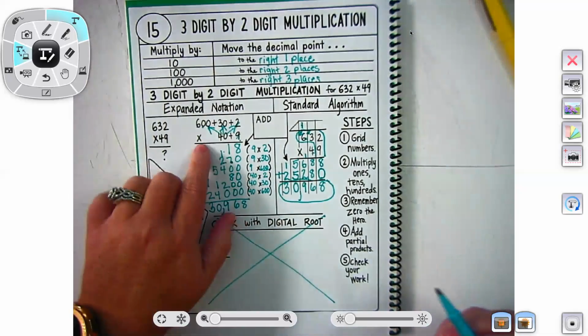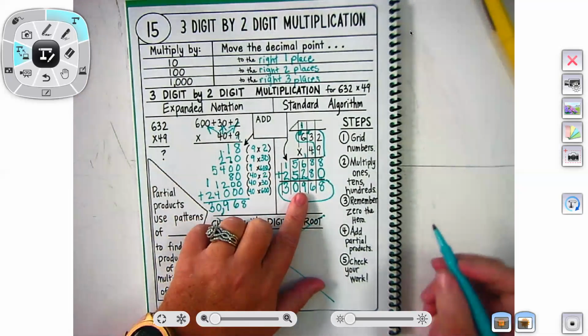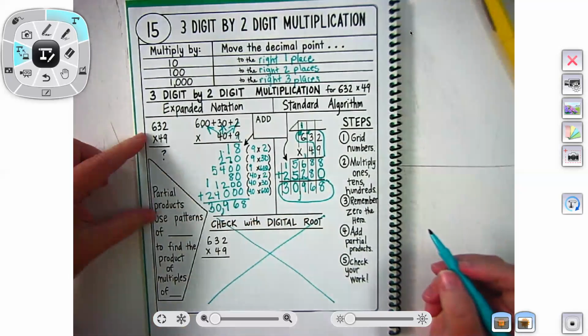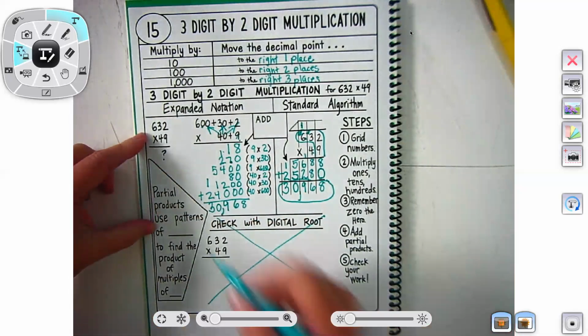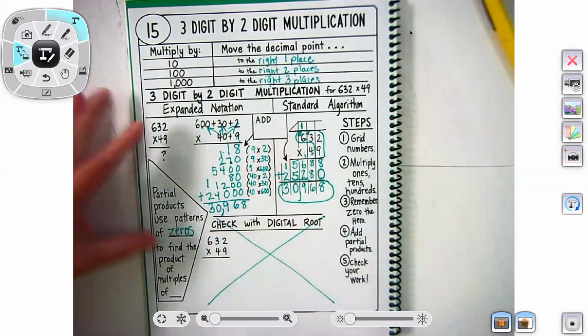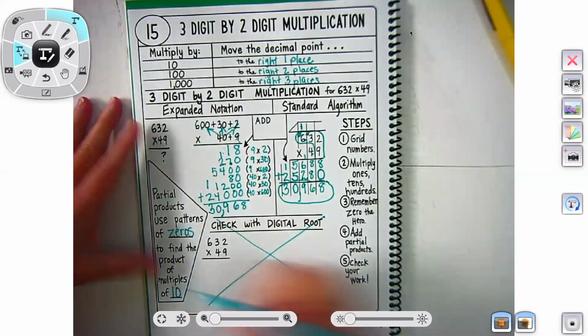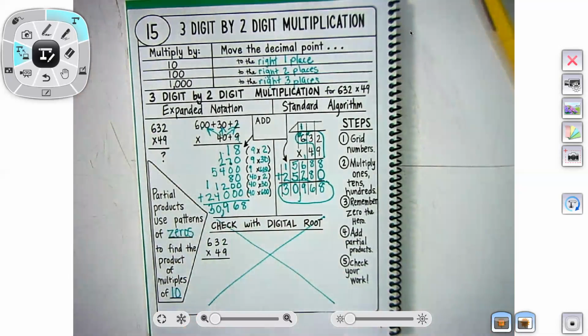So you see here's a couple of different ways. This way is called expanded notation. This way is called standard algorithm. Okay. And then with the partial products, they're going to use the patterns of zeros like we saw here. And you're going to find the products with a multiple of 10.